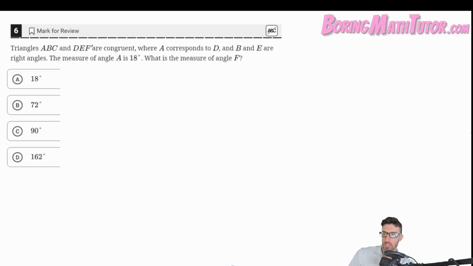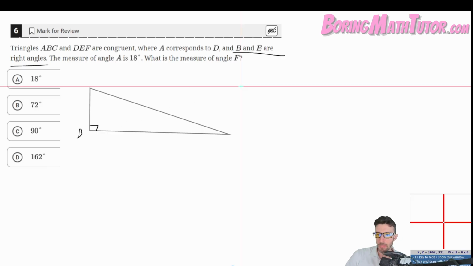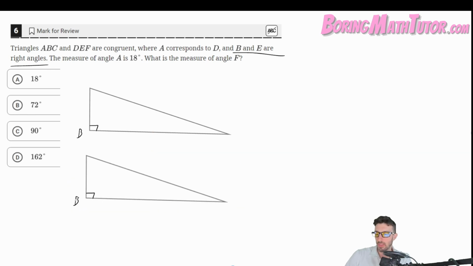Here they're saying triangle ABC and DEF are congruent, A corresponds to D, and so on. B and E are right angles. That means I'm going to need to drop a right triangle down into the mix. Let's declare that this one is angle B, and I'm going to copy this because they said that for the other one, E is the right angle. They're saying that angle A is 18 degrees, so let me say that this is 18 degrees.